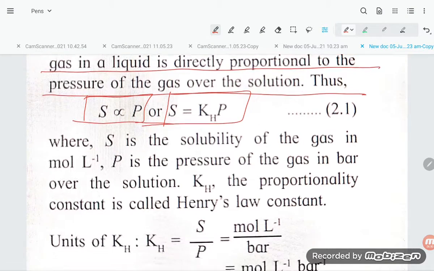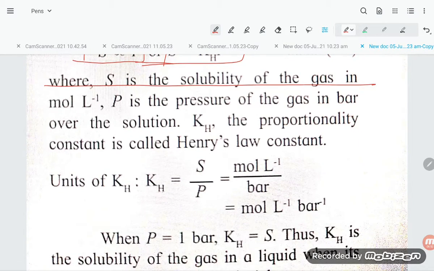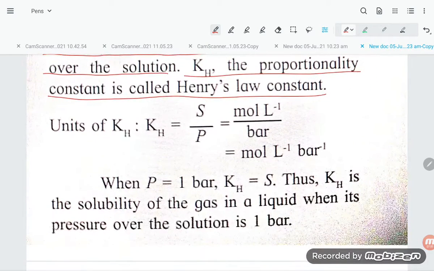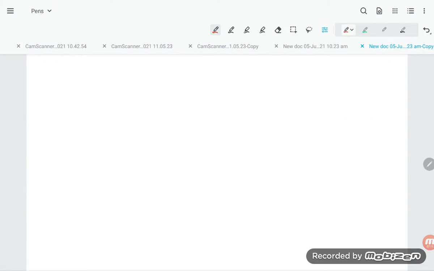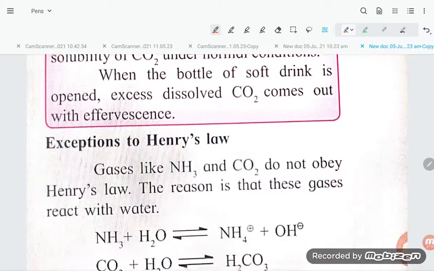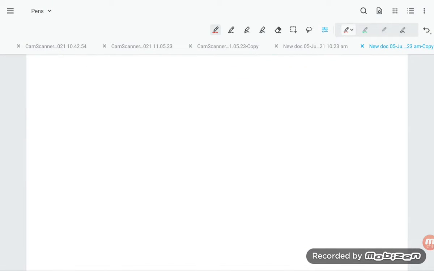S = Kh P, where S is the solubility of the gas in mole per liter, P is the pressure of the gas in bar over the solution, and Kh is the proportionality constant called the Henry constant, in mole per liter per bar. When P is 1, S equals Kh. Okay. So this is all about Henry's law, students, and in the next video we will try to understand it in detail.